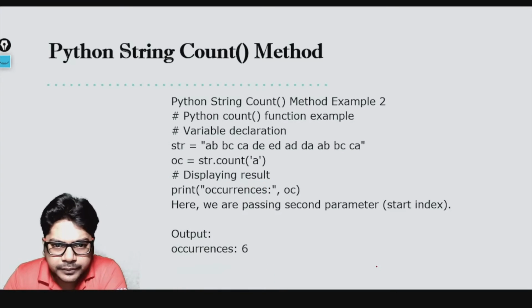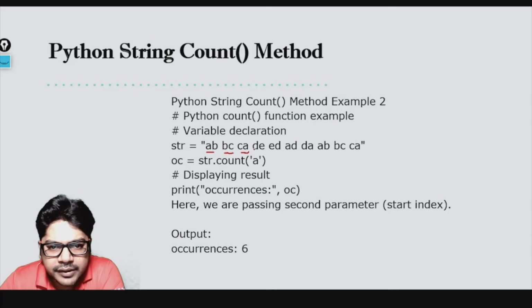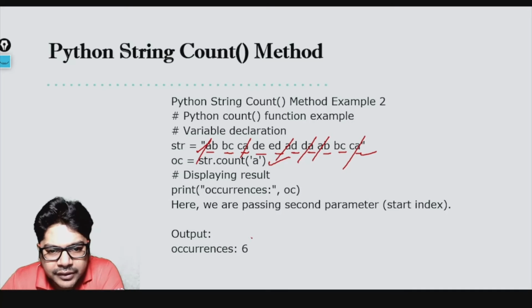Now the second example. Here we have given str is equal to a, b, b, c, c, a, d, e, d, a, d, d, a, a, b, b, c, c, a, and then we are trying to count a. We have not given the start and the end, so it starts from the beginning and continues till the end. So how many times is a coming? 1, and then 2, 3, 4, 5, and 6, and this is what it is giving us. So this is how it works.